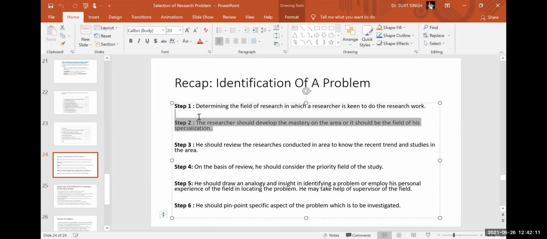Once you have selected the area, coming to step 2, as a researcher, you have to develop mastery of that area, right? That means anyone can ask anything from that area. Let's say I am specialized in quality. So I should have knowledge of the basic concepts of quality tools, how to improve quality, what is Six Sigma, what is the quality loss function, all the things. I should be an expert in that.